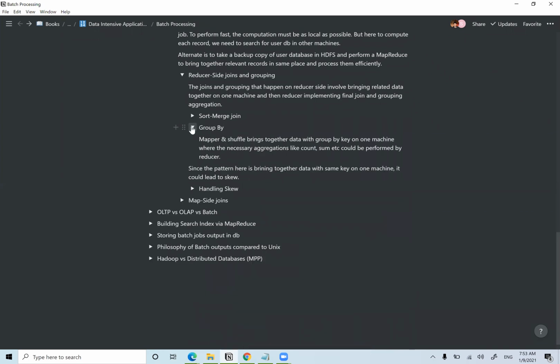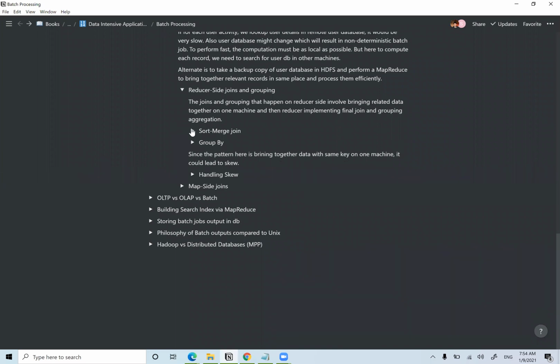Now one big problem which we could see with this approach is skews. Because we are bringing all the similar data with the same key to one machine, if one particular key has lots of data, then one machine would have to process all that data. Probably that data could not even fit on that machine. So how do we handle skews?